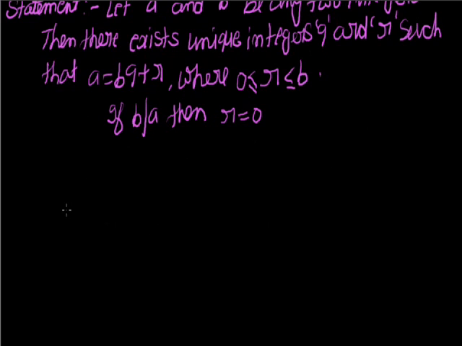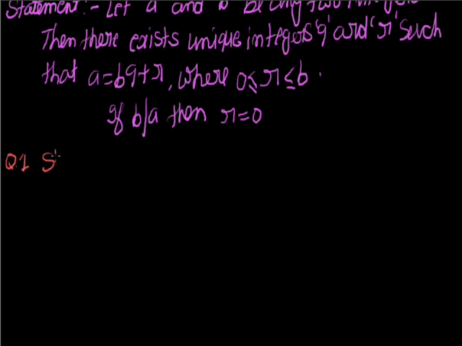If a and b are any two positive integers, then there exist unique integers q and r such that a is equal to bq plus r. If b divides a, then r is equal to 0. In that case, the remainder will be 0. Now let us solve some problems based on Euclid's division lemma. So write down our first question.